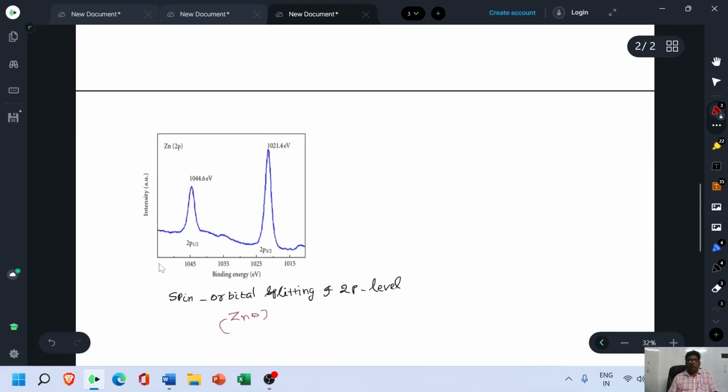Now, the x-axis represents the binding energy of the electrons, and the y-axis is the intensity. Spin orbital splitting: see here, the p orbital is separated into 2 components. One is 2p 1/2 and another one is 2p 3/2. Here 2 represents the principal quantum number n, where n corresponds to the L shell.